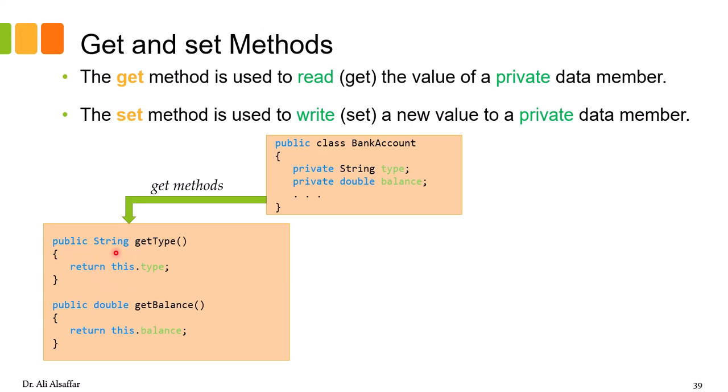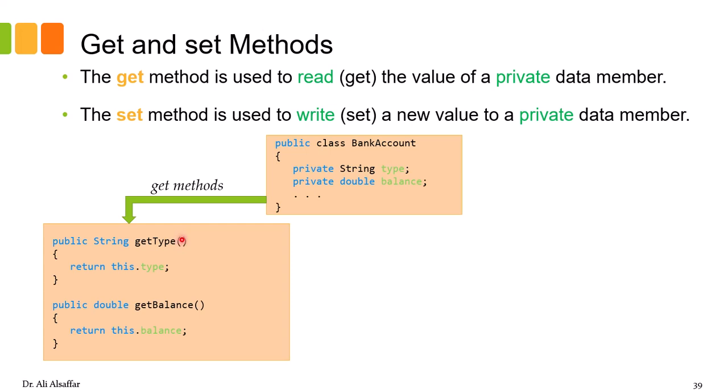Now for the first data member, which is type, the data type is a string. So the return value for this method should be string. For the second data member, balance, it is double. So the return value is double. Now for the name. The name of the data member here is type, with T as a small letter. So the name of the accessor will be getType, with T here as a capital letter. So that's easy for you to read the two words, get type. And notice there are no input parameters.